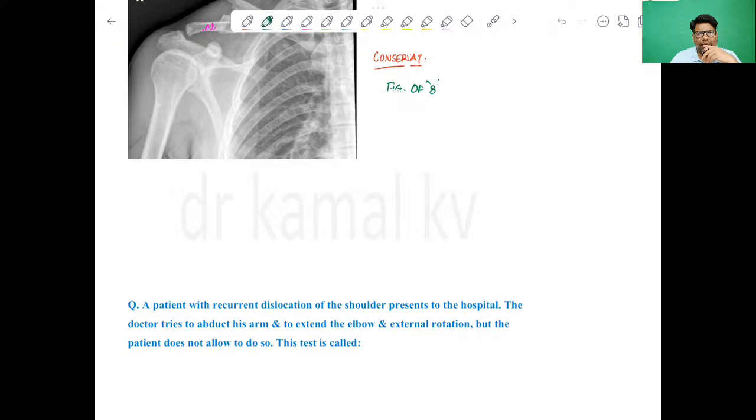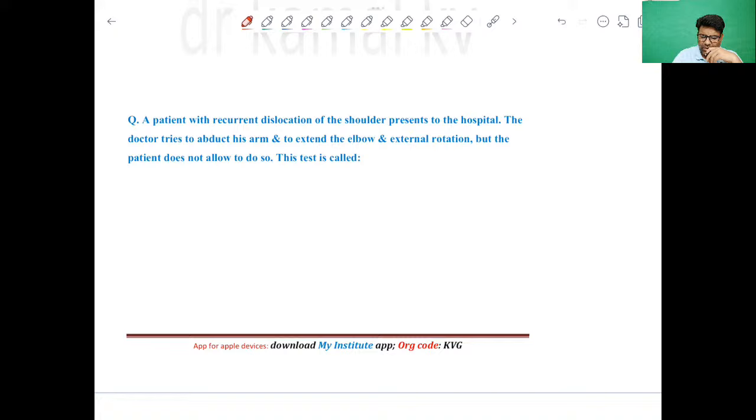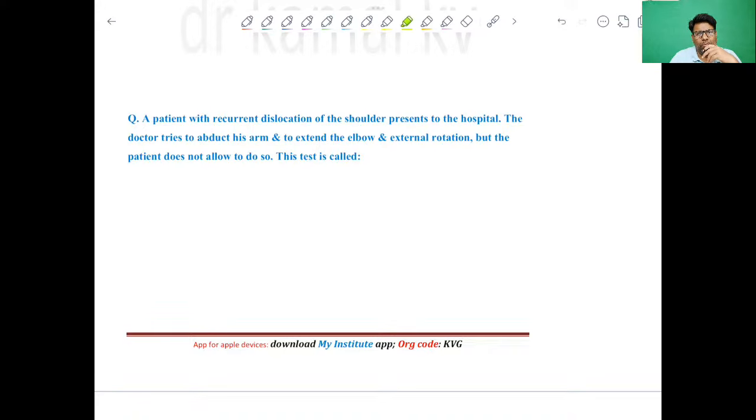Very rarely, if there is any neurovascular injury, then we can think of going for open reduction and internal fixation with a plate. Otherwise, for the majority of cases, we simply give a figure of 8 brace. Then the second question is from a very important topic, that is dislocation of the shoulder.